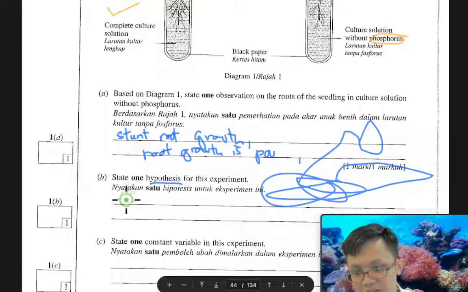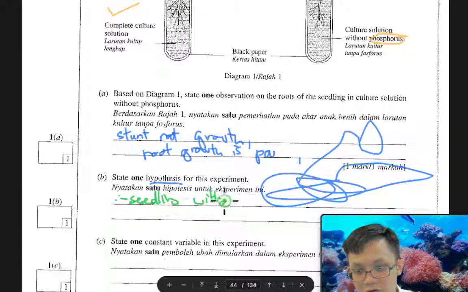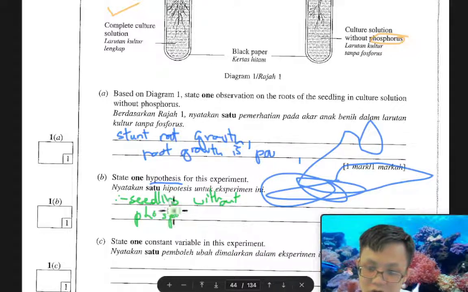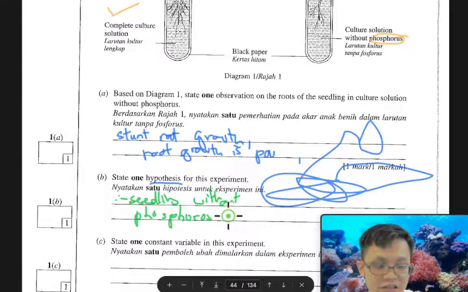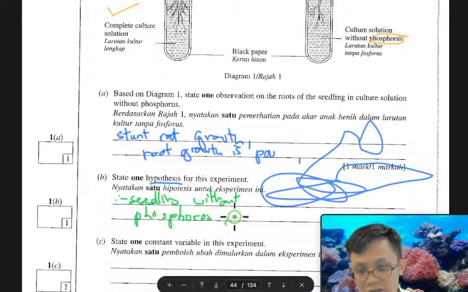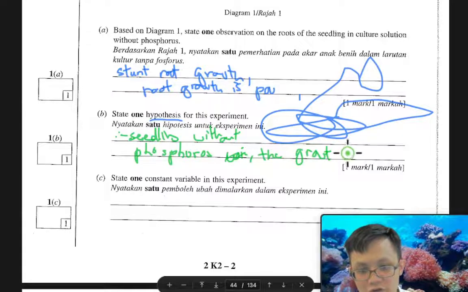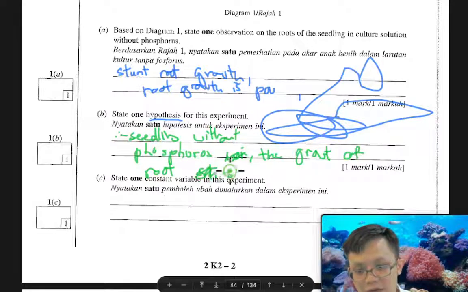Okay, so I just write here: seedling without phosphorus. Seedling without phosphorus, the growth of the root is stunted. The growth of root is slow or stunted, or small, up to you. Maybe I put small.